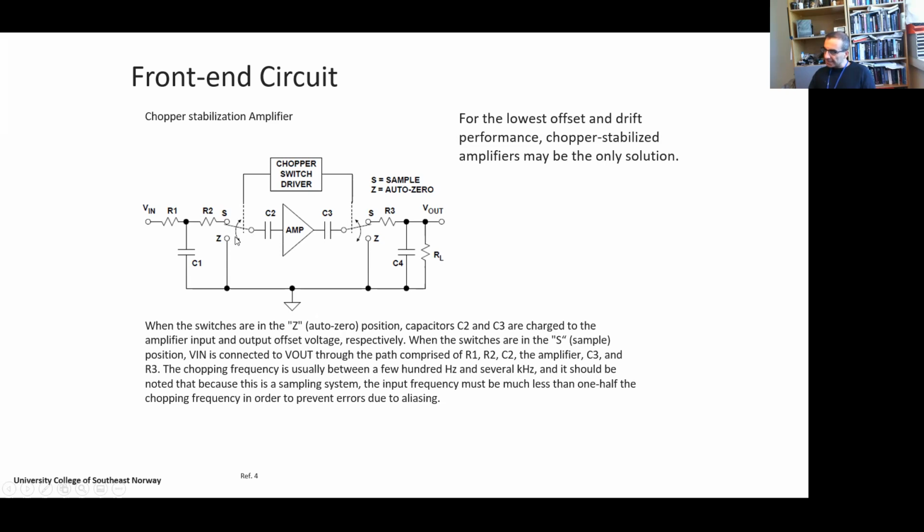Then the switch turns over to the signal position, and the signal path goes through from the input to the output. But the unwanted effects, which are the values stored on C2 and C3, have been subtracted from the signal. So we get a more ideal signal going through.